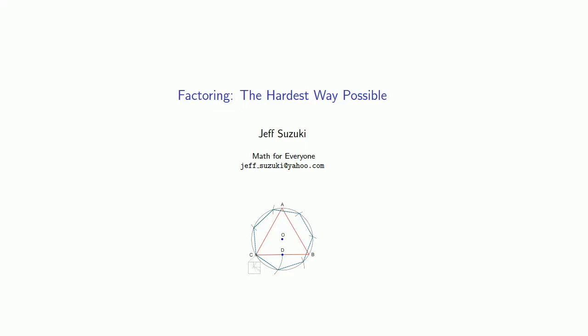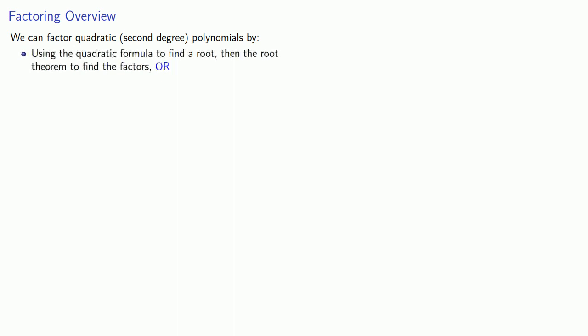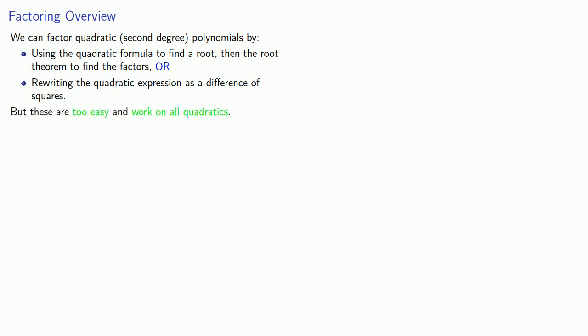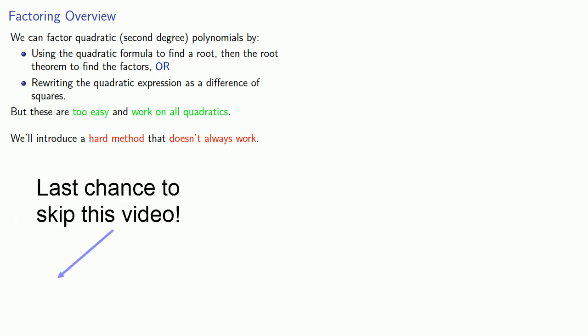So let's try to tackle factoring in the hardest way possible. Actually, if you want to do yourself a real favor, just skip this video and go on to the next one. So far, we've found that we can factor quadratic second-degree polynomials by using the quadratic formula to find a root and then the root theorem to find the factors, or by rewriting the quadratic expression as a difference of squares. But these methods are too easy, and they work on all quadratics. And maybe you don't want to do things the easy way. Maybe you'd much rather do things the hard way. And so we'll introduce a hard method that doesn't always work. And again, if you want to do yourself a favor, skip this video and go on to the next one.